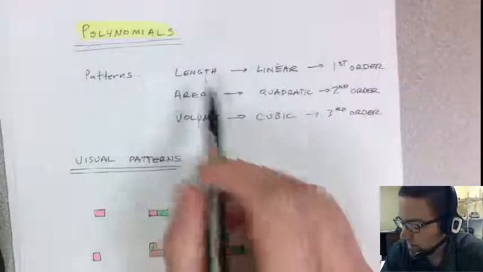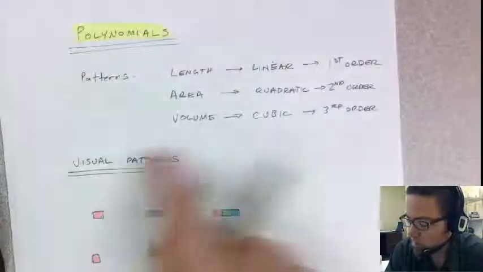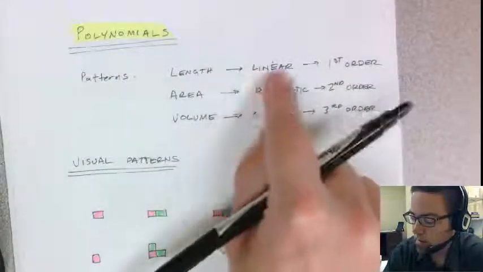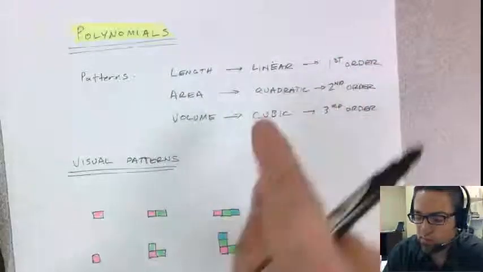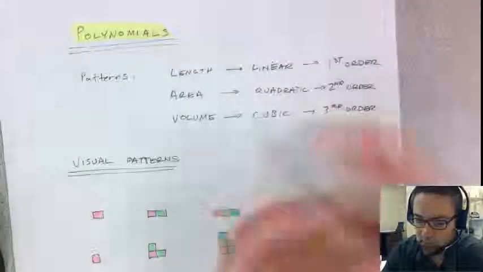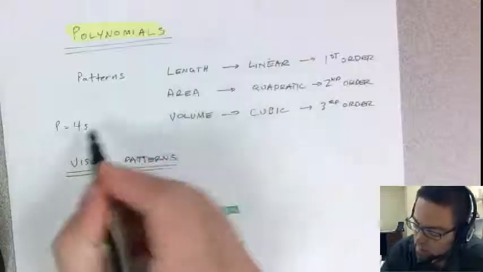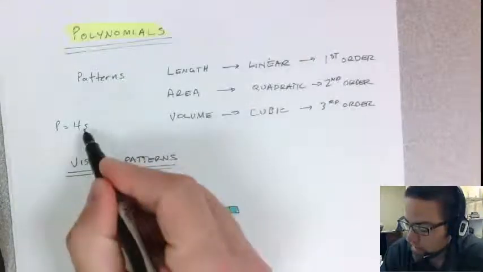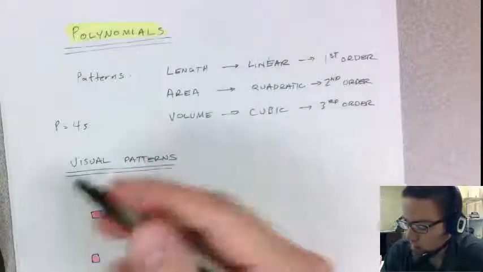Length is what we call one-dimensional, so when you find the perimeter of something, that's a linear equation. Like for the perimeter of a square, it's 4 times the number of sides, so that the number of sides is to the first power. So the perimeter of a square is 4 times s, right? So this is to the first power, so we call this a linear equation. It grows by 4 each time you increase the side length.